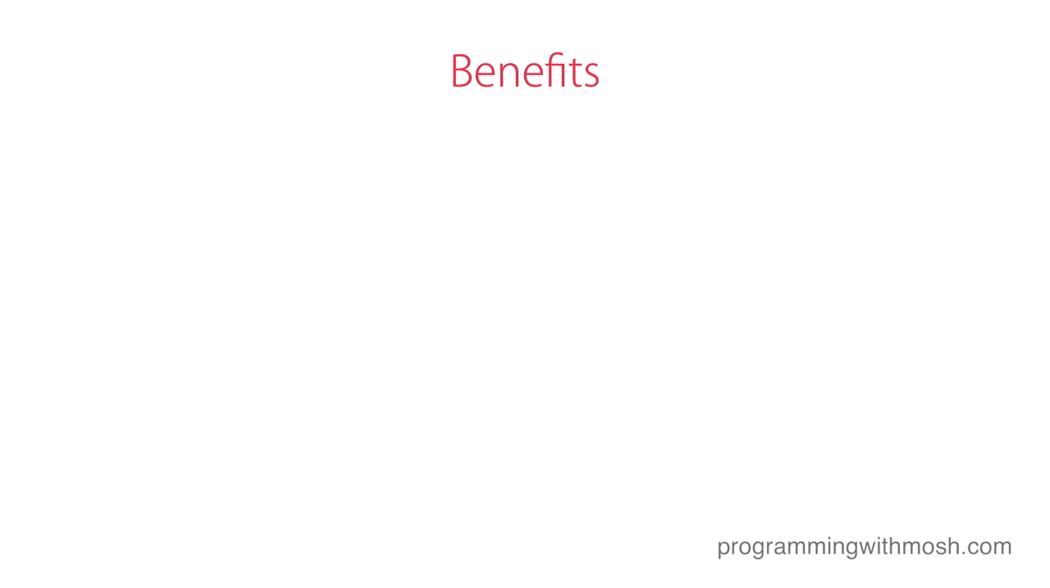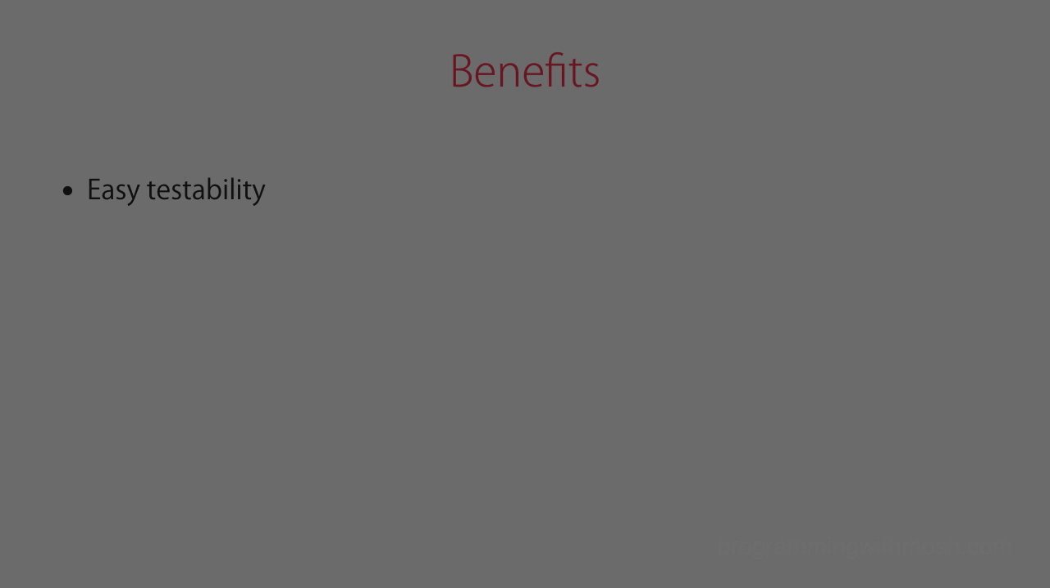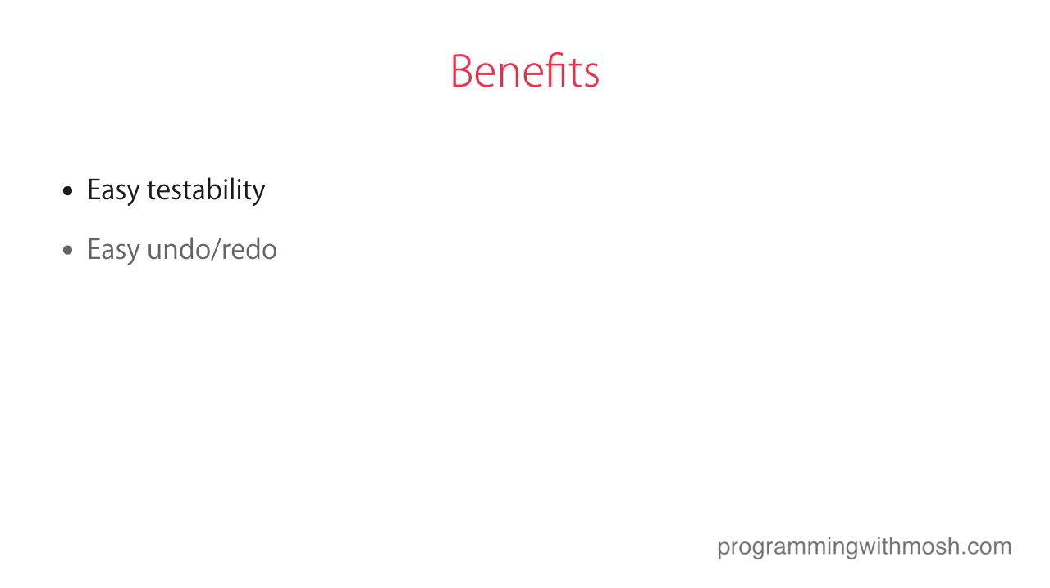The first benefit is that pure functions are really easy to test. Imagine you want to write a test for this function. You don't need any mocks, any spies, or any other tricks. You simply call this function, give it an input, and make an assertion about the output. As simple as that. The second benefit is that this approach makes it really easy to implement features like undo and redo, because we always keep the previous state instead of modifying it. And the third benefit is that it gives us a powerful tool which we call time travel debugging.